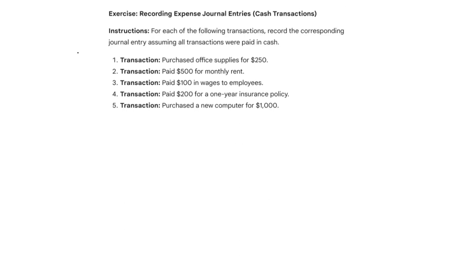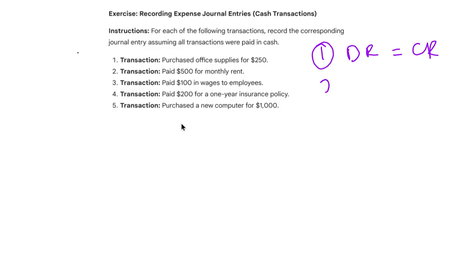Alright, so in this video we will record our journal entries when we're dealing with expenses. The first thing we need to note when we're doing journal entries is that every transaction in accounting has a debit and a credit, and we have a matching principle that says that all your debits have to equal your credits.